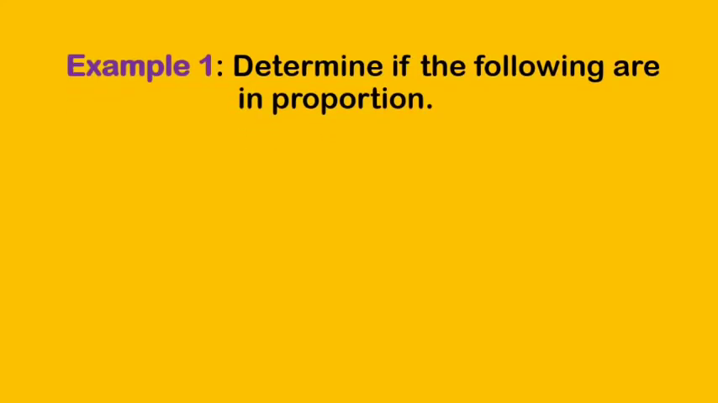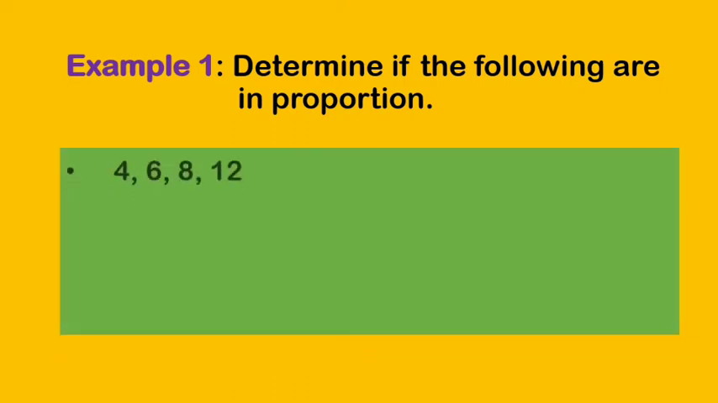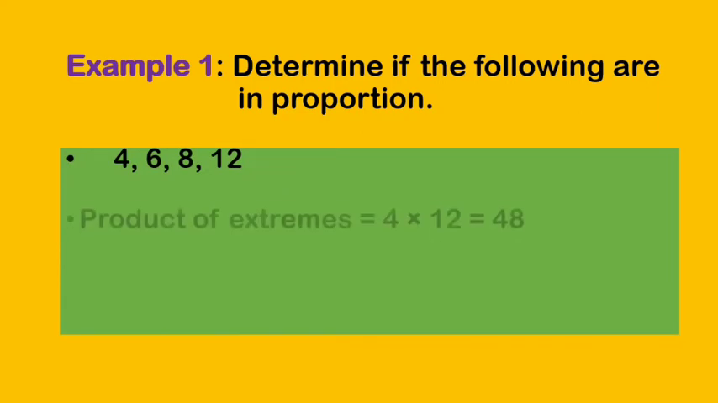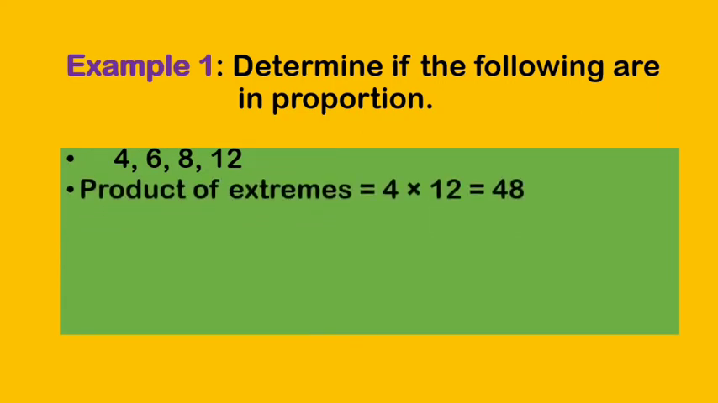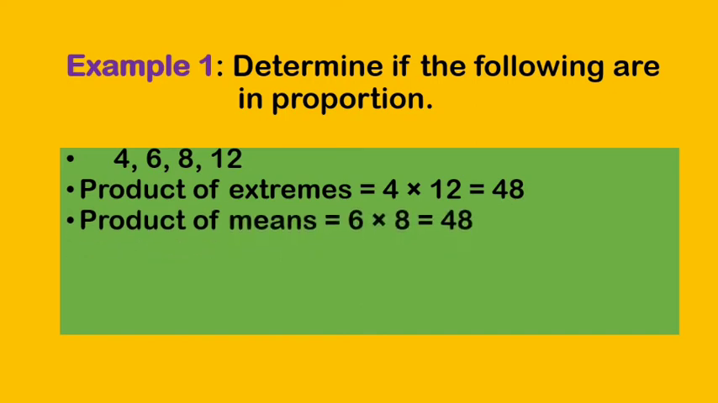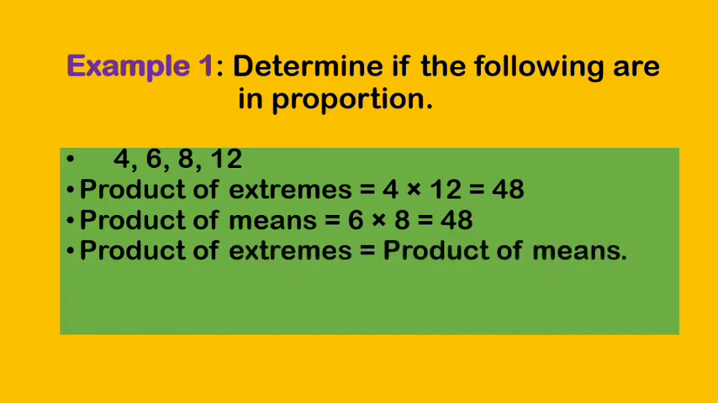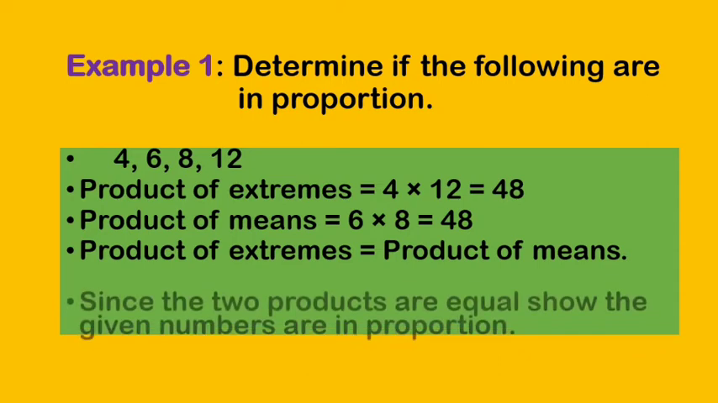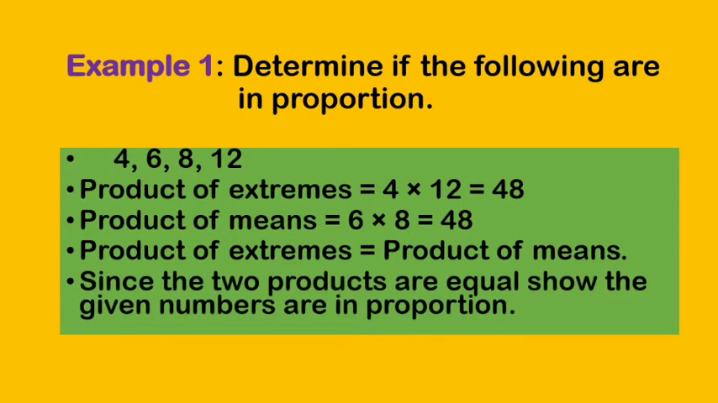Let's take an example. Determine if the following are in proportion: 4, 6, 8 and 12. So first we will find the product of extremes. Product of extremes equals 4 into 12, which equals 48. And product of means equals 6 into 8, which is also equal to 48. So product of extremes equals product of means. Since the two products are equal, this shows that the given numbers are in proportion.